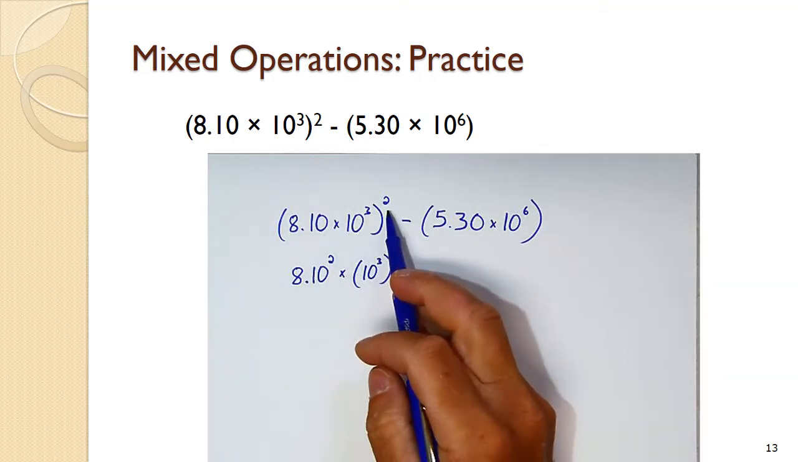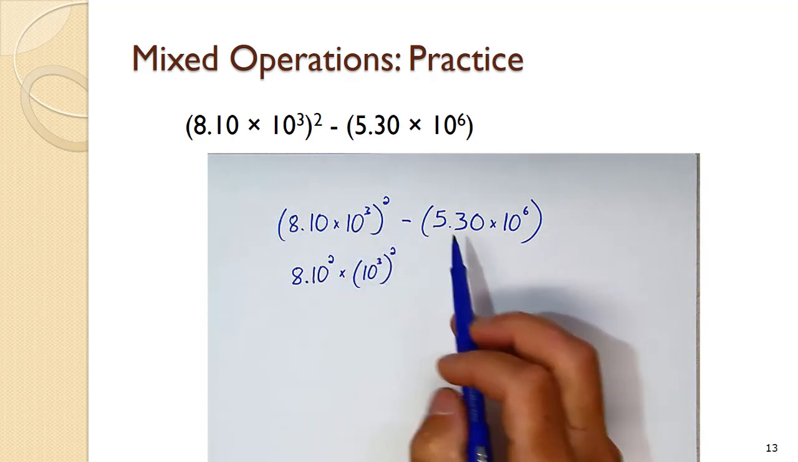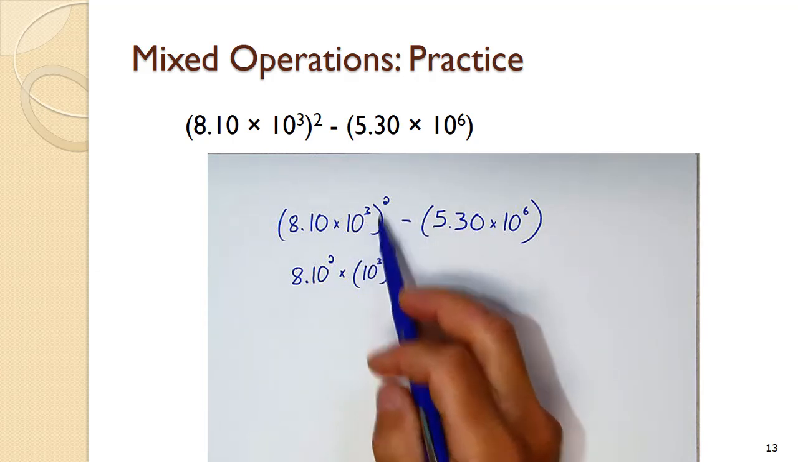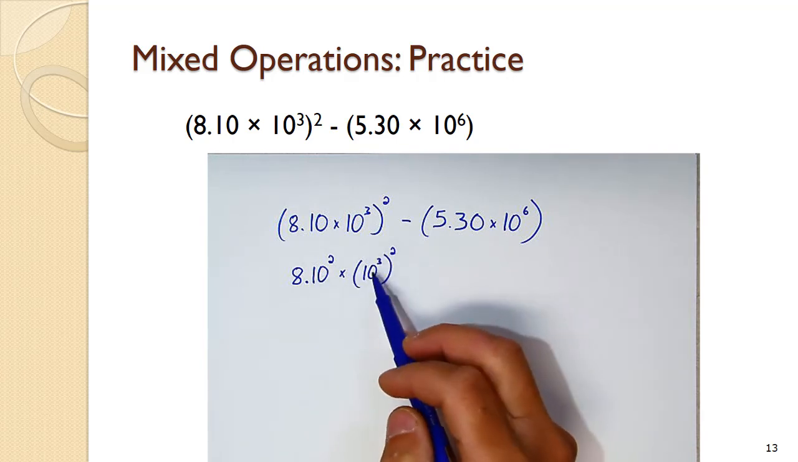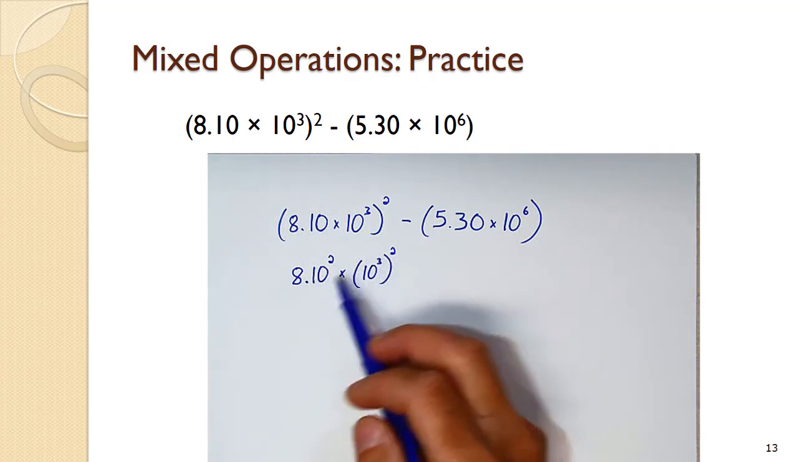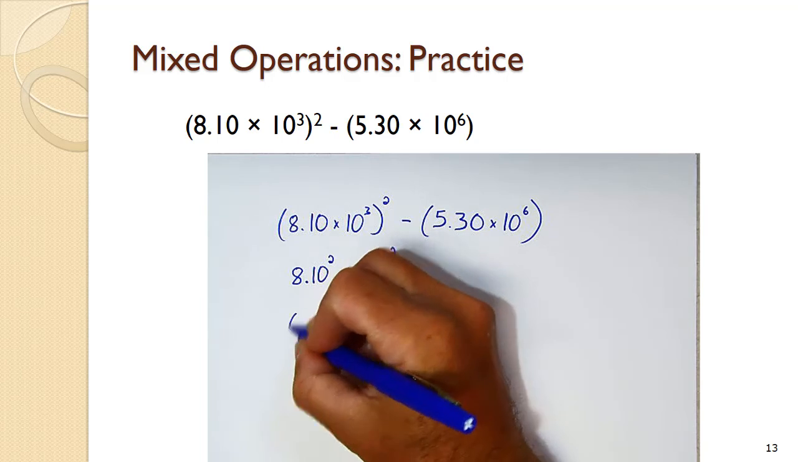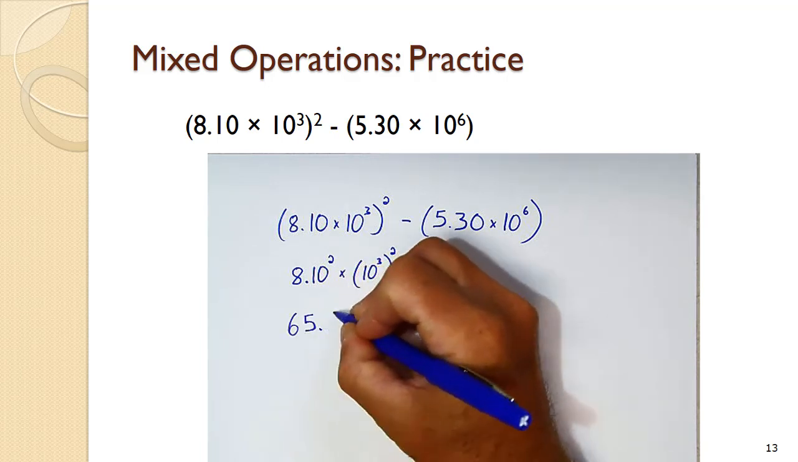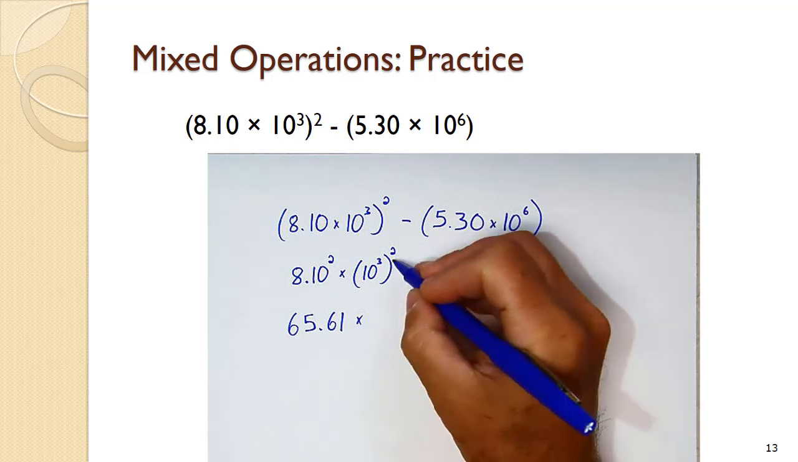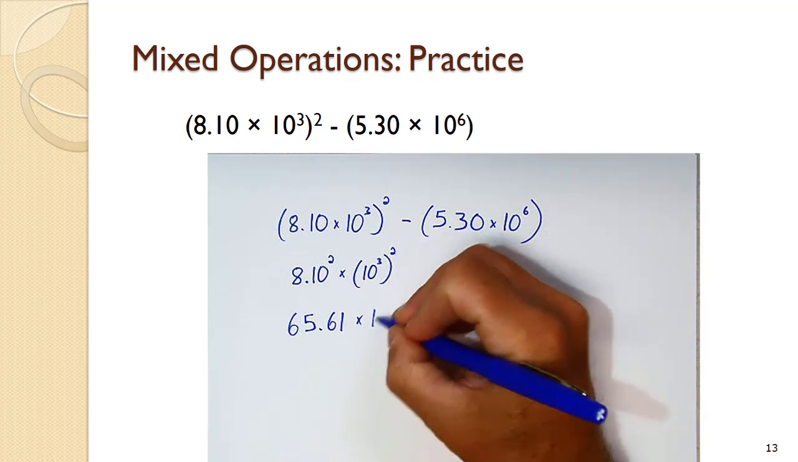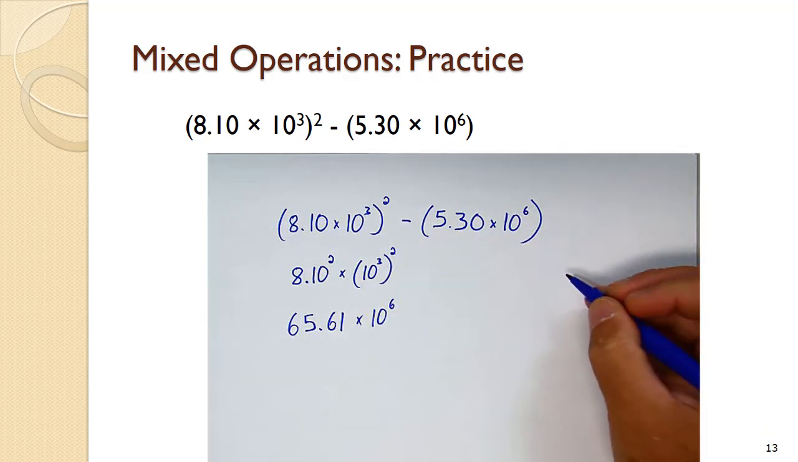8.10 times 10 to the 3rd squared. Let's do that first. Order of operations says we should do this exponent before we do that subtraction. So the 8.1 is going to be squared, and the 10 to the 3rd is going to be squared. 8.1 squared gives us 65.61. And 10 to the 3rd squared. Tempting to say 9 there, but multiply your exponents. That's 10 to the 6th.